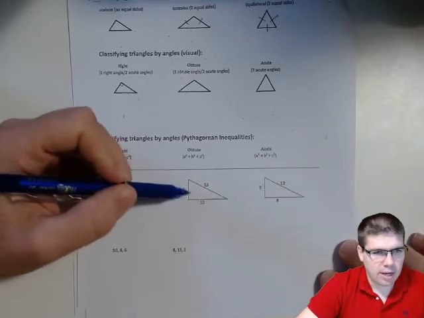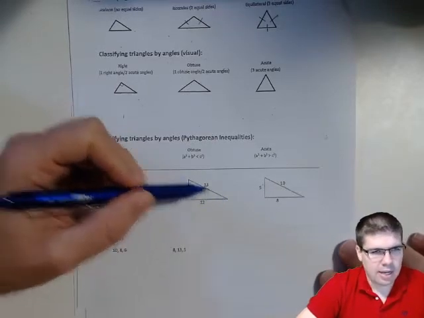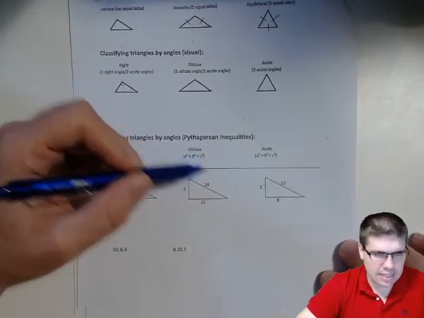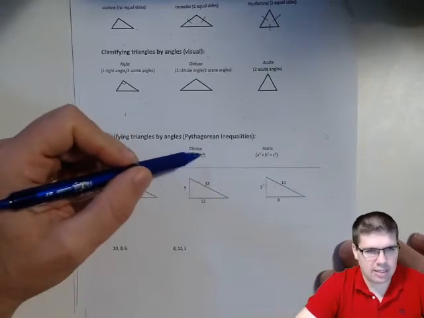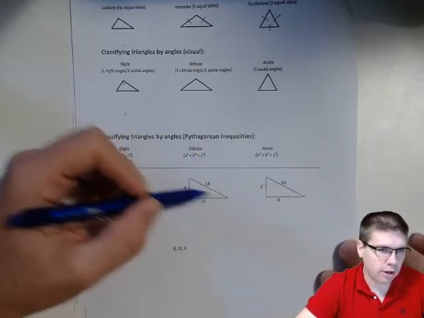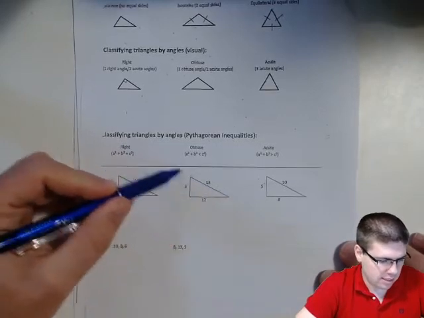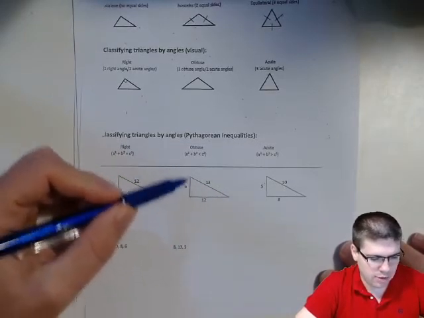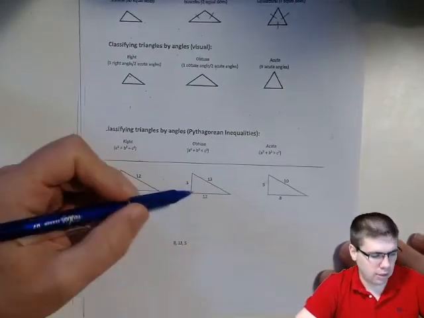If, however, a squared plus b squared is not big enough, if it's less than c squared, that basically says the hypotenuse is too long for a right triangle, meaning it has gone further than a right triangle. That actually means we have an obtuse angle here.